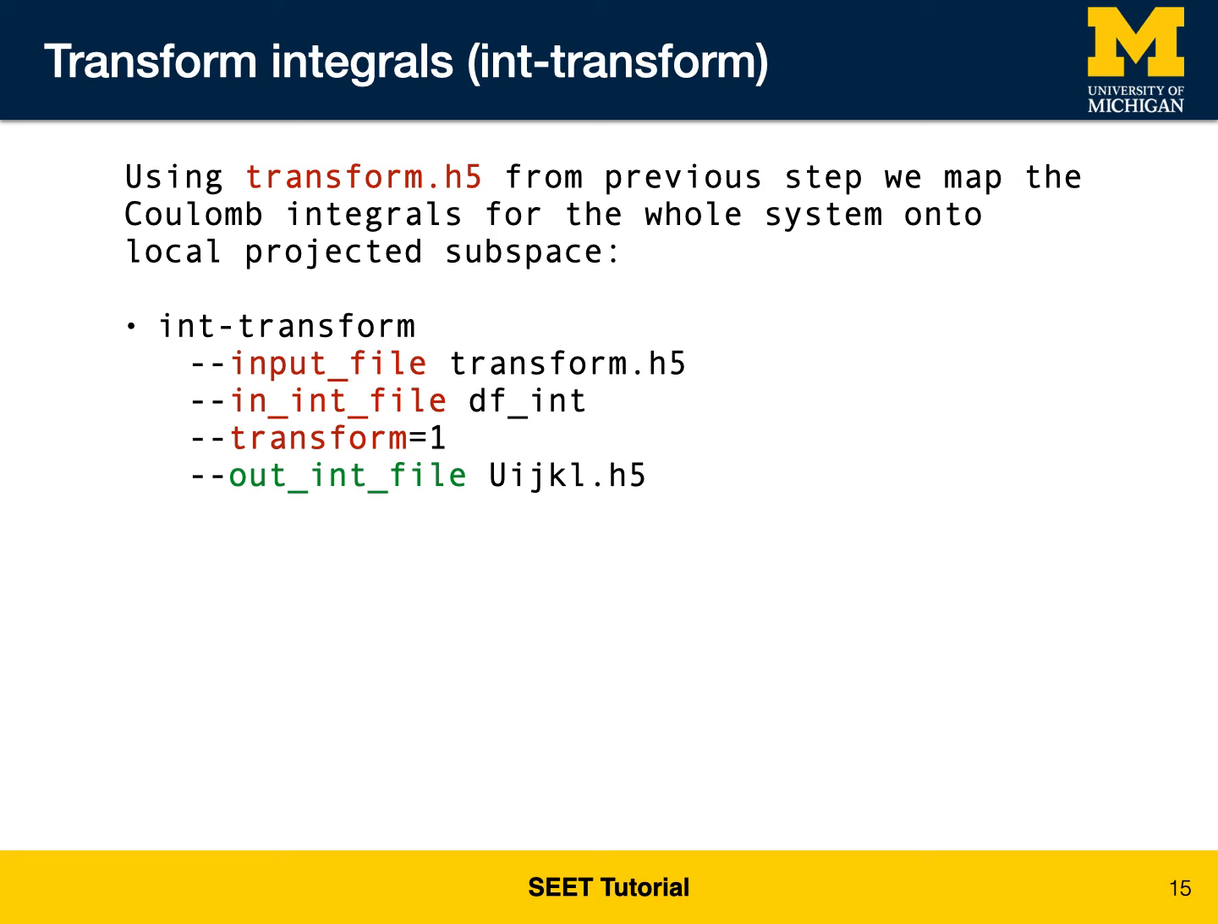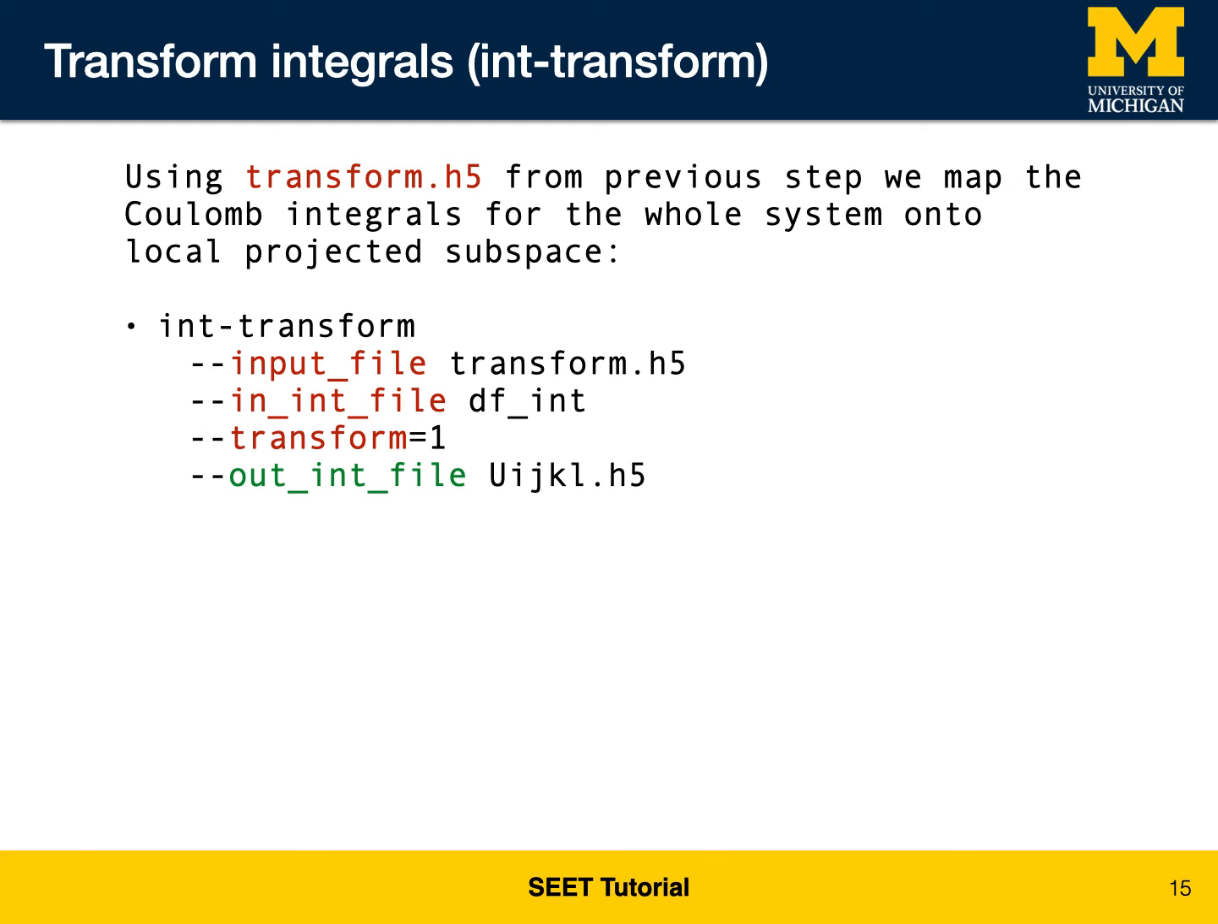Then this parameter is for large systems. If you set it to 1, it will by default create intermediate transformation matrices, and it will always do this. And when you call it, your output will be written in this H5 file.